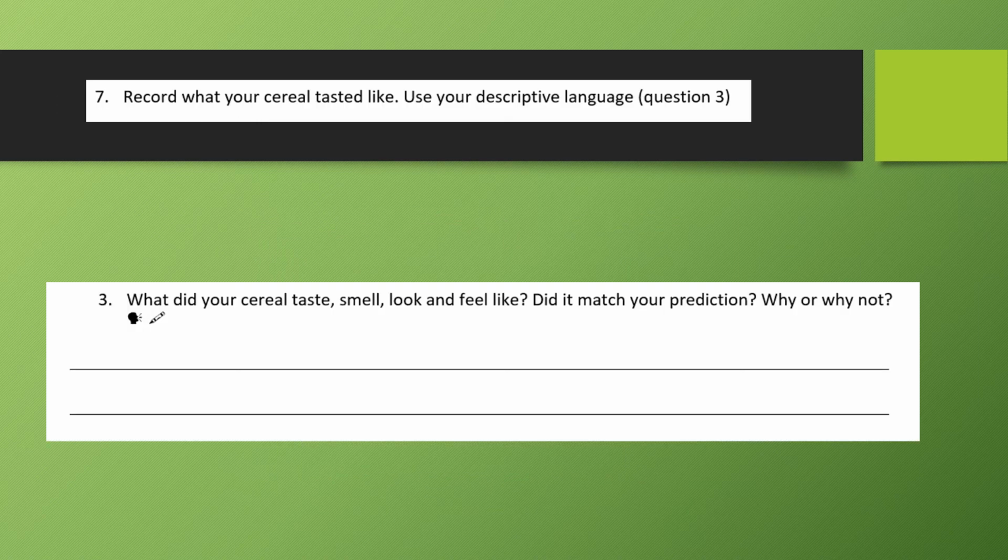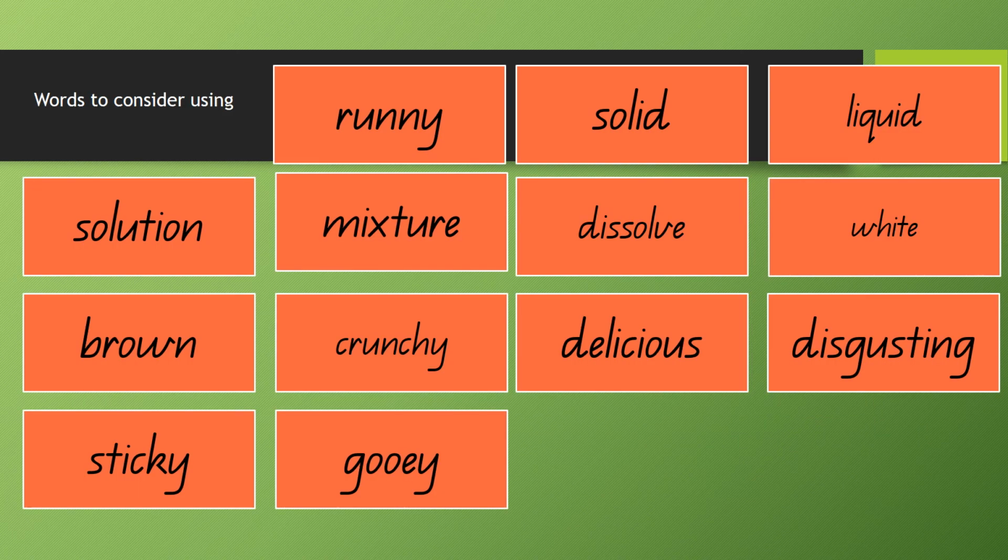Number 7, or step number 7, sorry, record what your cereal tasted like. Use your descriptive language. So question 3 on your task sheet says, what did your cereal taste, smell, look and feel like? Did it match your prediction? Why or why not? And once again, parents, you can definitely scribe for your child here. The next slide that I'm about to show you are some words to use. Words to consider using are runny, solid, liquid, solution, mixture, dissolve, white, brown, crunchy, delicious, disgusting, sticky and gooey.